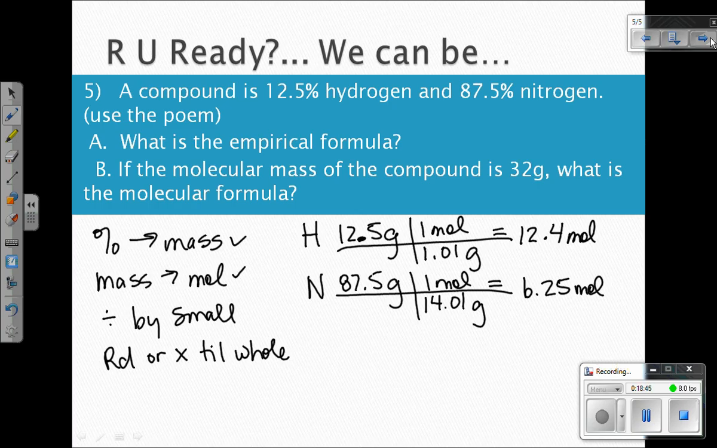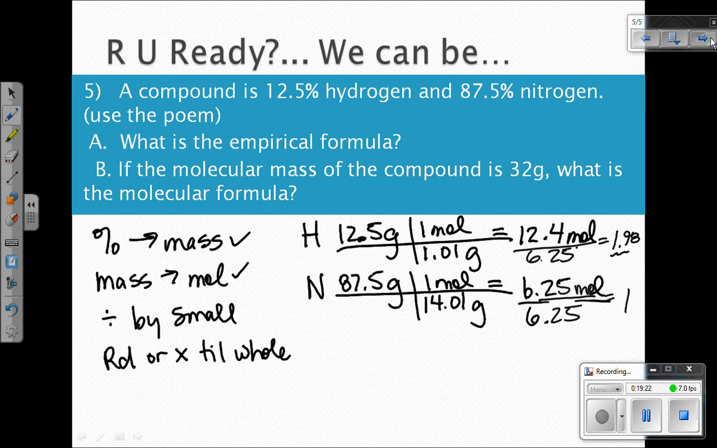So now we divide by the small. What that means is we look at these two numbers of moles that we just got, and we divide by the smallest amount. So we have 12.4 and 6.25. Which one's smaller? The 6.25. So I'm going to divide both of them by 6.25. This one divided by 6.25 tells me that it is roughly 1.98, and this one is 1.